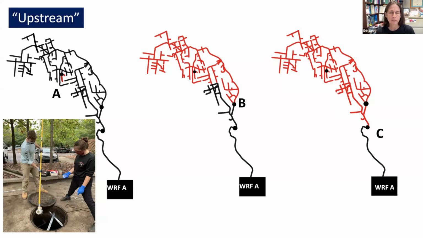Oftentimes when you take these samples, it's a grab sample. So you would go in with a pole and a sterile bottle and collect a sample as it's moving through the pipe under the manhole. That has some disadvantages because it's just one point in time. And we know that how people use water is not the same all day, every day. We generally have times of high use, which tends to be in the morning and the evening. So when you're collecting a grab sample, it may or may not be representative of what's happening.